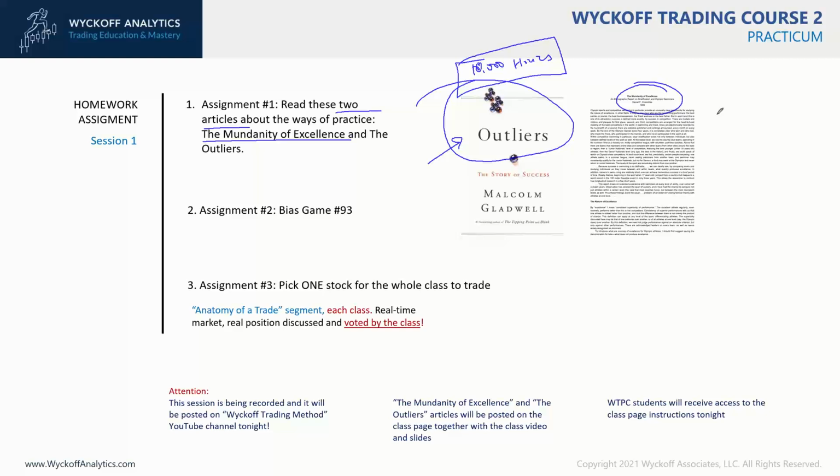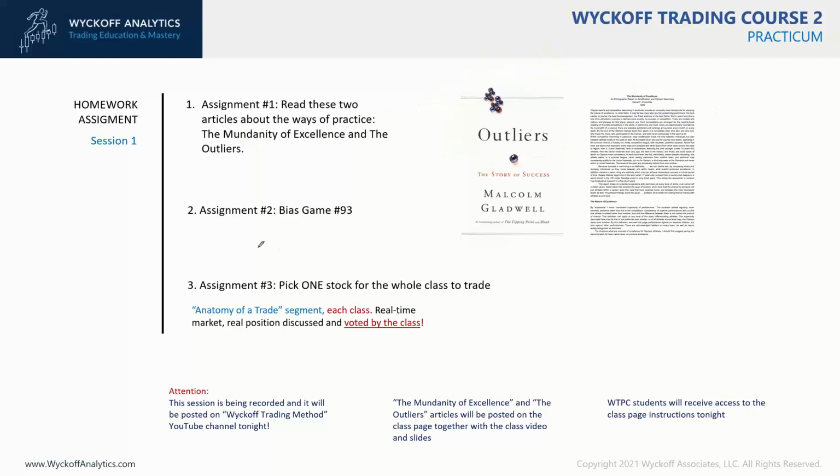So I want you to read both articles, and we're going to have a little bit of discussion next time. I'm going to volunteer somebody, and we'll talk about their trading and so on and so forth from both perspectives, quantitative and qualitative. Then after that, I'm going to give you today bias game number 93.